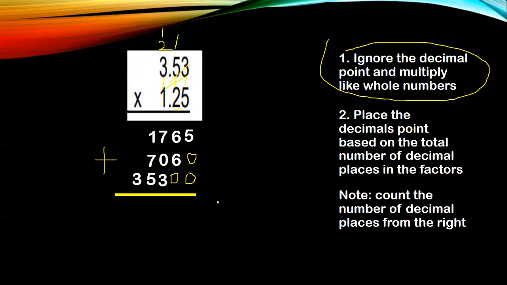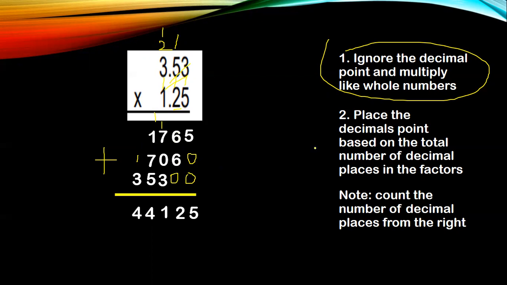So 5 plus 0, and that is 5. And then 6 plus 6, that is 12. So 2 carry 1. And then 1 plus 7 plus 3, and that is 11. So 1 carry 1. And then 1 plus 1 plus 7, that is 9, plus 5, and that is 14. So 4 carry 1. And then 1 plus 3, and that is 4.